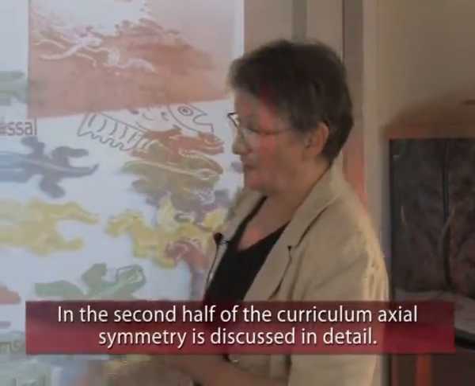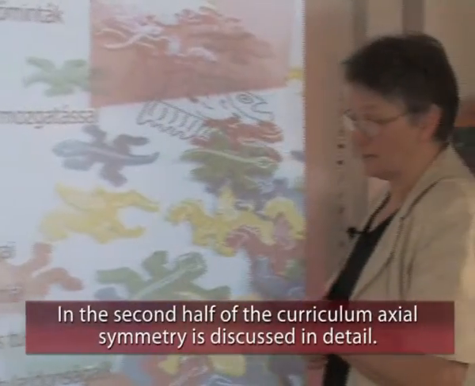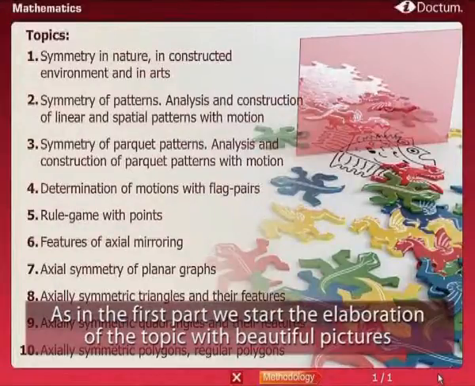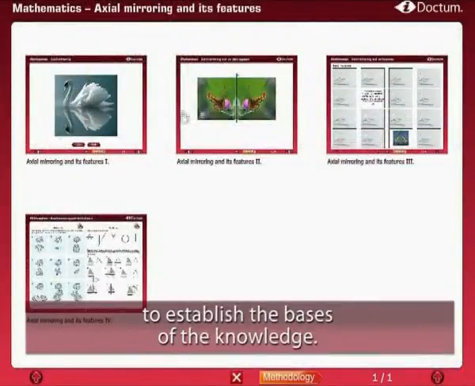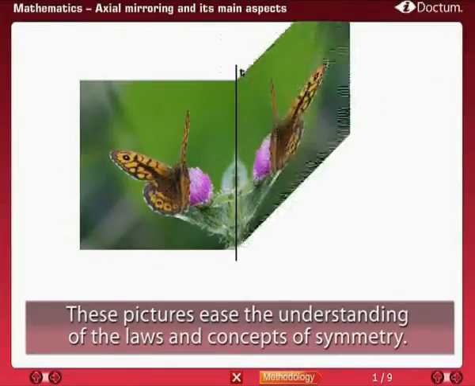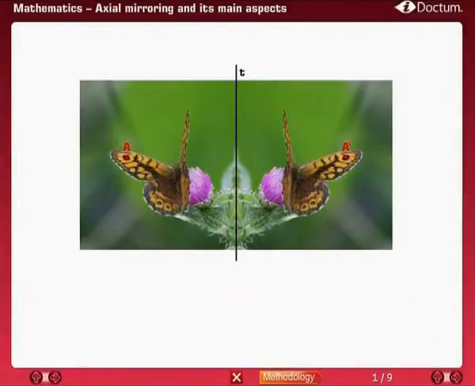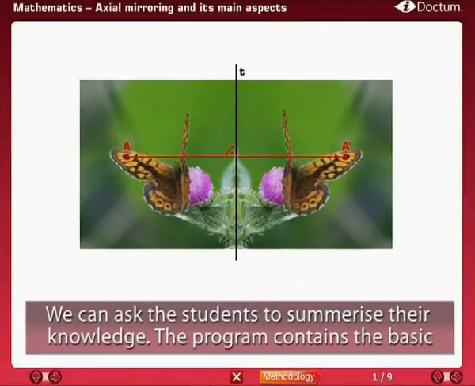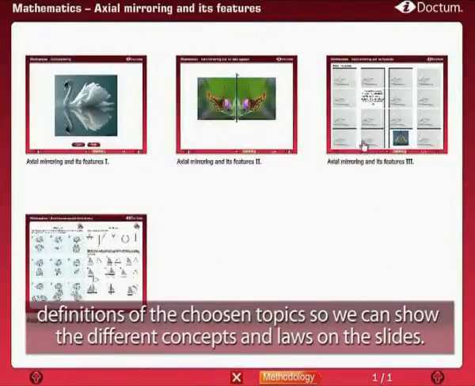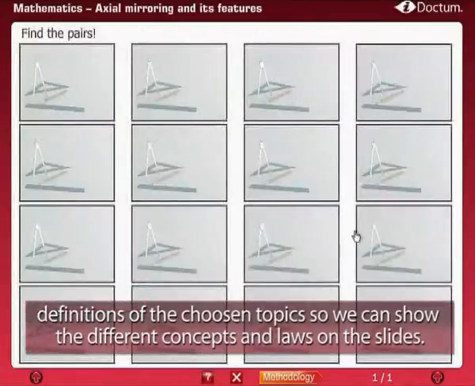In the second half of the curriculum, axial symmetry is discussed in detail. As in the first part, we start the elaboration of the topic with beautiful pictures to establish the basis of the knowledge. These pictures ease the understanding of the laws and concepts of symmetry. We can ask the students to summarize their knowledge. The program contains the basic definitions of the chosen topics, so we can show the different concepts and laws on the slides.